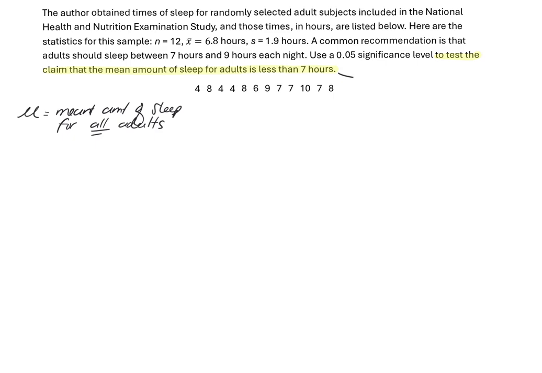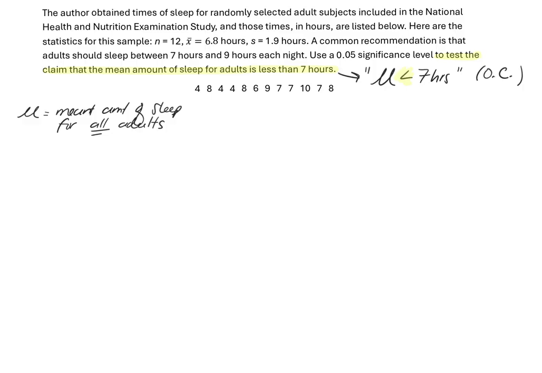Let's take what we highlighted or underlined and write that original claim using symbolic forms. So I'll put it in quotations here. We're testing the claim that mu is less than 7 hours. I'm going to keep track that this is the original claim, the OC. Notice that the original claim contains the less than symbol, so this lets us know that the original claim is going to sit in the alternative hypothesis.